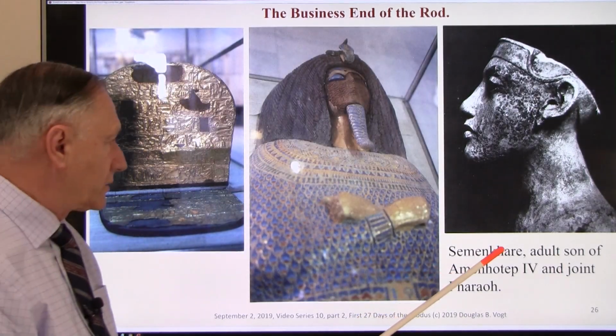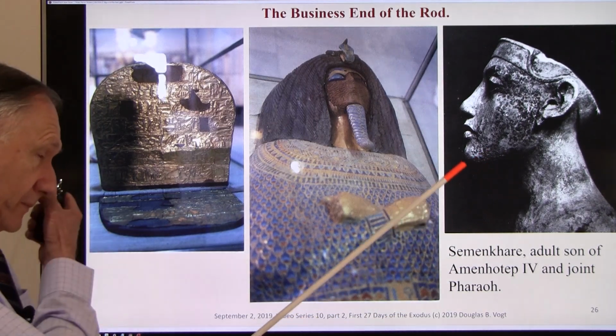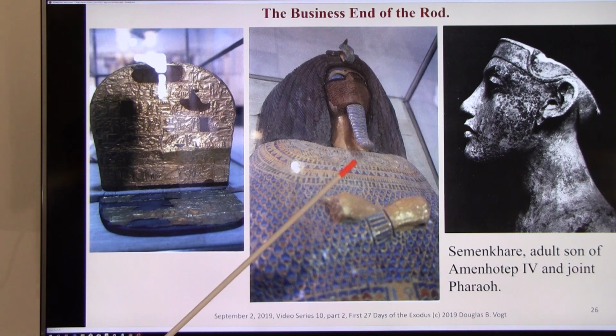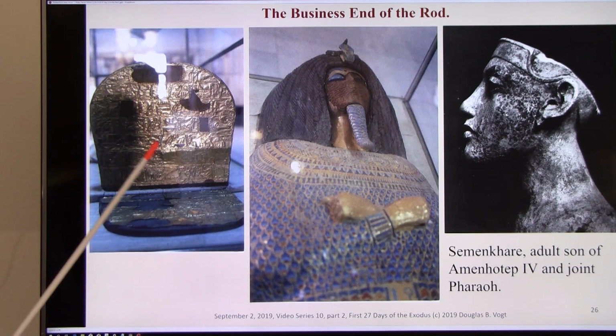This is Shenenkara, Akhenaten's son. This is what he looked like. There's a statue of him. Here's his sarcophagus and the foot of the sarcophagus. And it's said, beloved of Amenhotep IV and stuff like that.